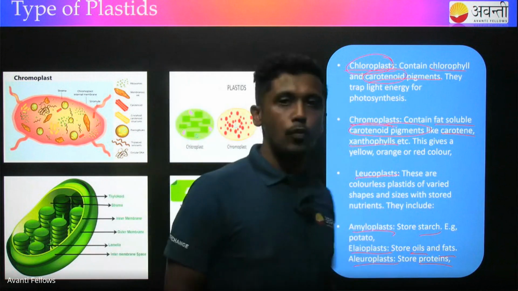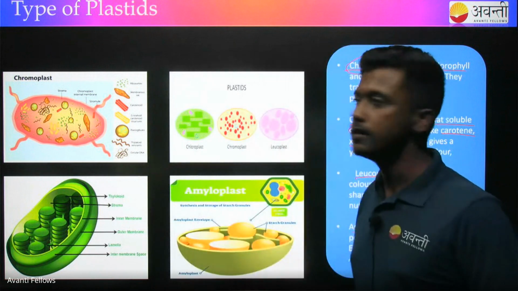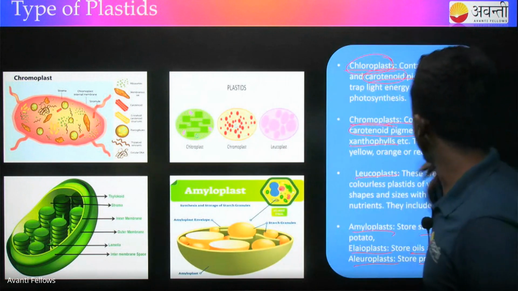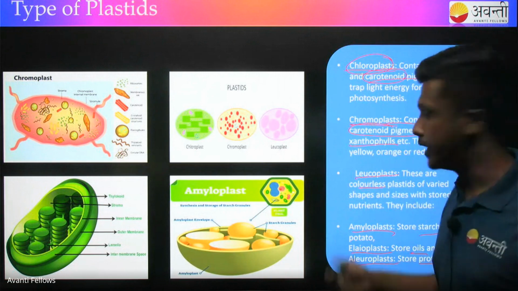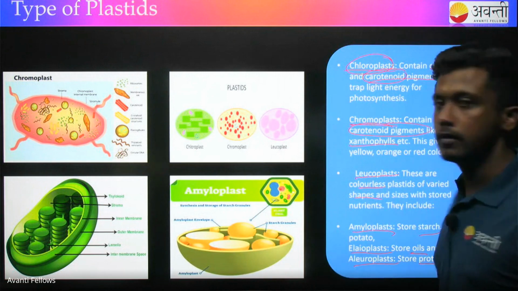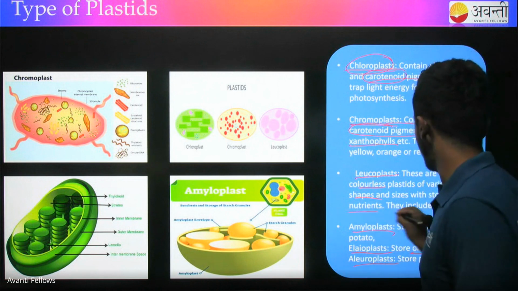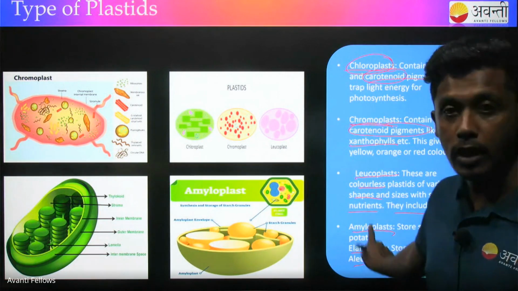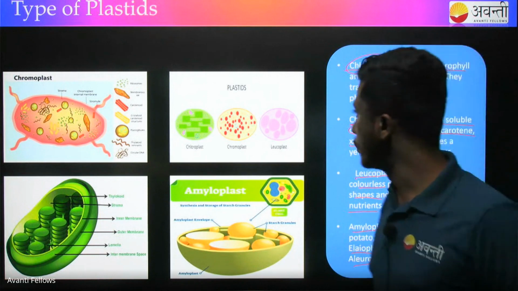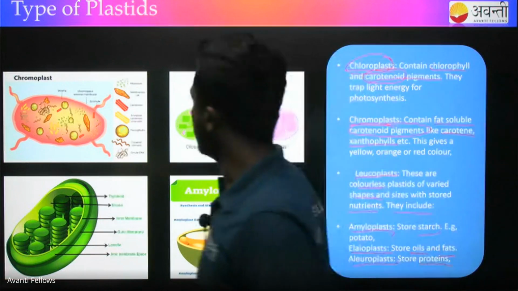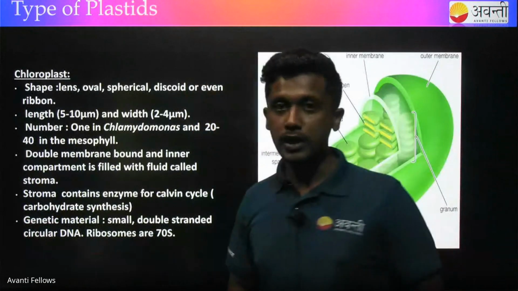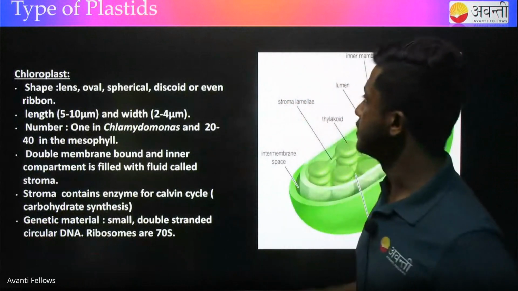So what are leucoplasts? Leucoplasts are a type of plastid. Basically, they are colorless and they come in different shapes as well. They are categorized based on the type of nutrition they store within them. So we talked about amyloplast, eleoplast, and alleroplasts. Next one we have to talk about is a very important plastid, that is the chloroplast.